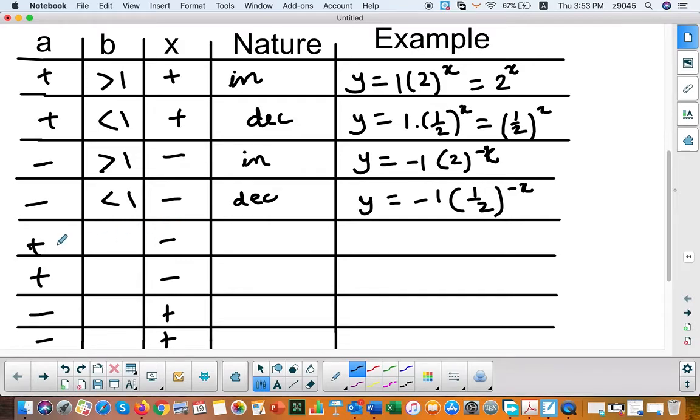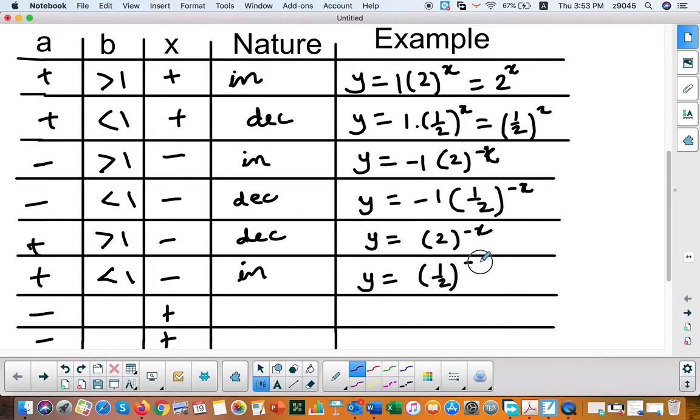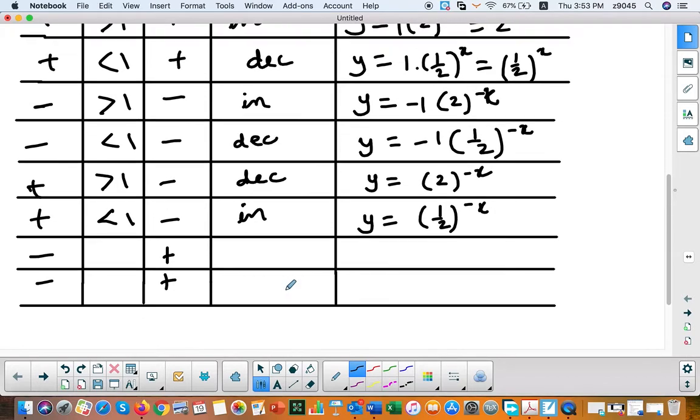Now, a and x are opposite. a is positive, x is negative. Let us assume b is greater than 1. When the nature of a and x are opposite, the nature of the graph is opposite also, depending on b. If b is greater than 1, this becomes a decreasing graph. If b is less than 1, it becomes an increasing graph. So an example for that is a is positive, x is negative, and b greater than 1. Another example: y is equal to a positive, b is less than 1, x is negative. So this graph is an increasing graph.